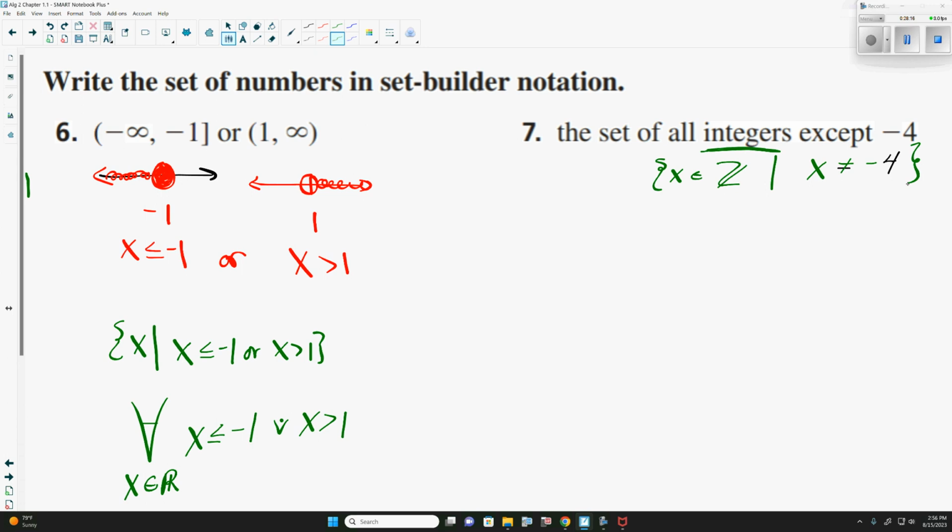That was a little bit on the lazy side, just filled in the blanks. Because we do brace x, element of the integers, such that x is not equal to -4. So it's everything else. Now, if it had said the set of all real numbers except -4, we could have written it like this, because we don't need that element of the integers because it's not an integer anymore. It's part of the real numbers. But that's it with this here.